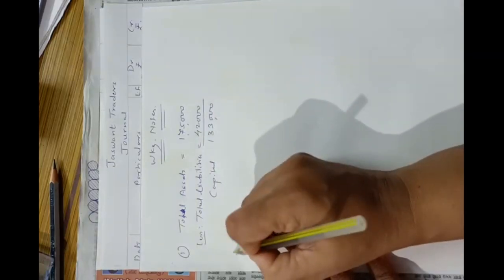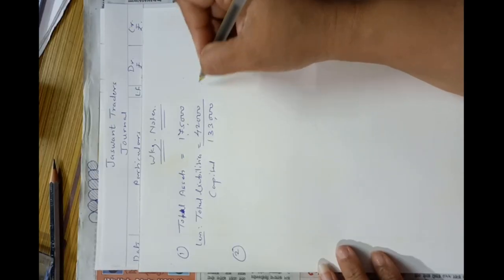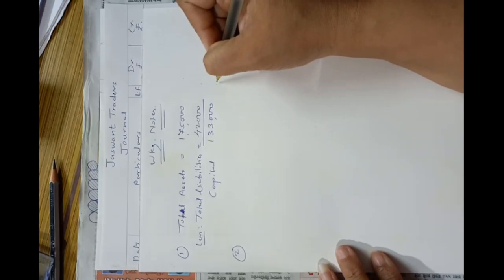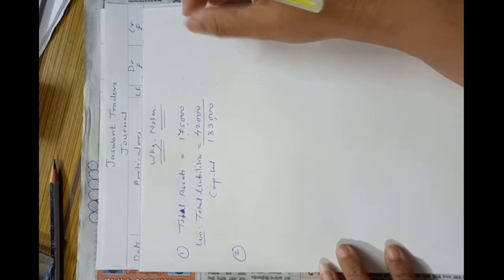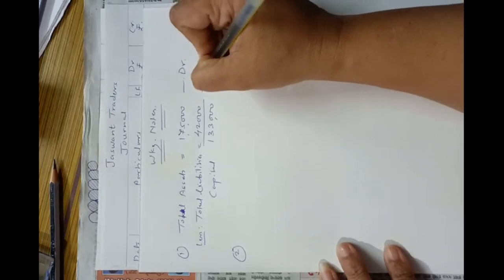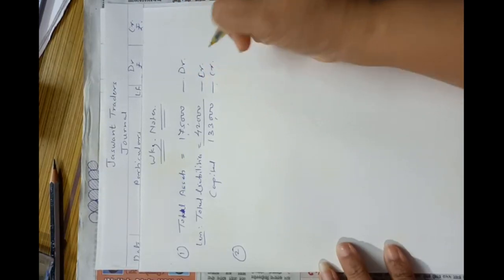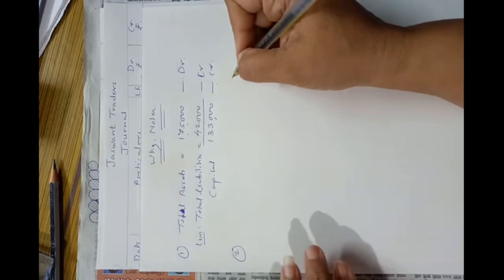Okay, so while passing entries, all assets account will be debited and all liabilities account and capital account also will be credited to pass the opening entry. Okay, so all assets account will be debited, all liabilities account will be credited, capital account also will be credited in this opening entry. Now the next entry.